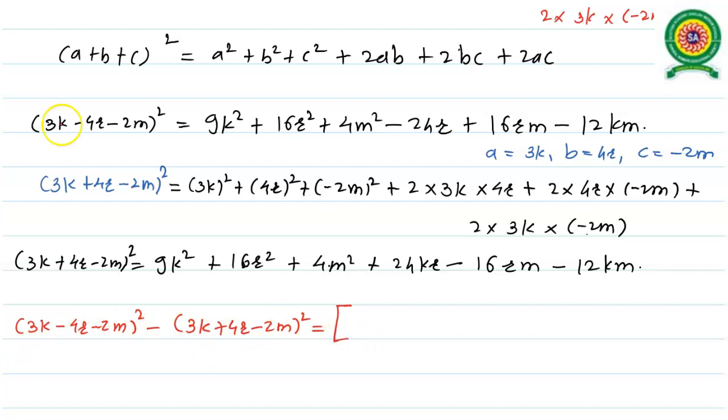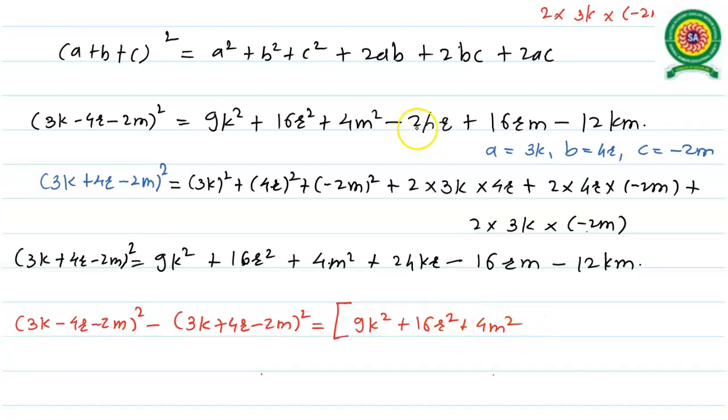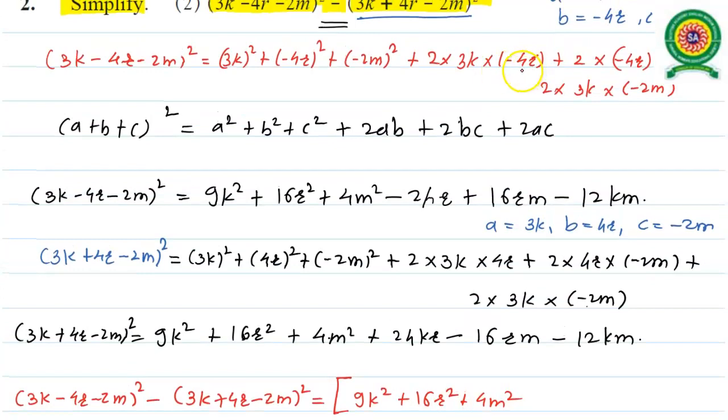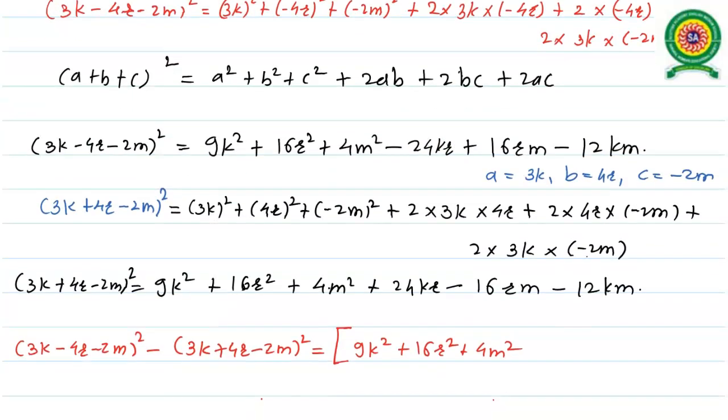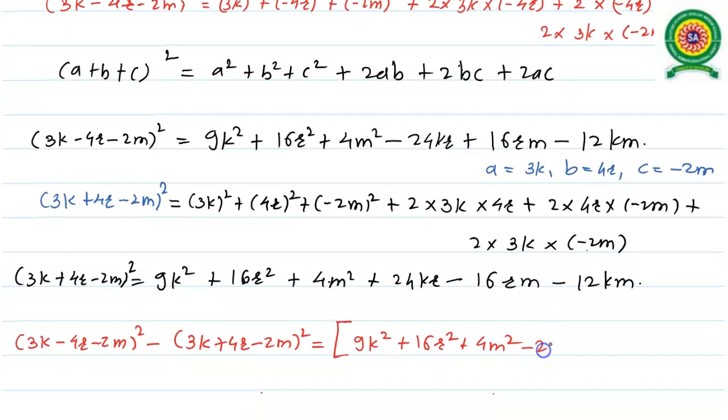So the expansion for (3k − 4r − 2m) the whole square is of the form 9k square plus 16 times r square plus 4m square. Then next to it we have 24, because 4 3s are 12, 12 2s are 24, and k into r. So we are writing here minus 24 times kr. Then next to it we have 16 times rm, so plus 16 rm, and minus 12 km.